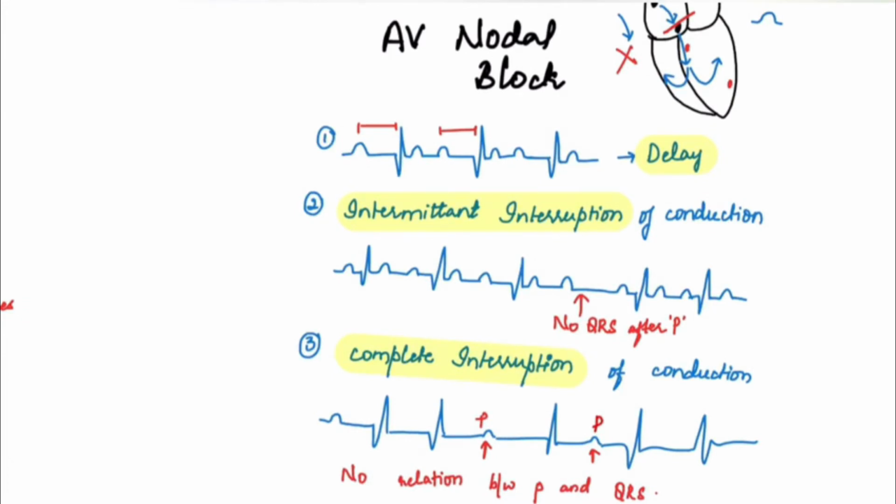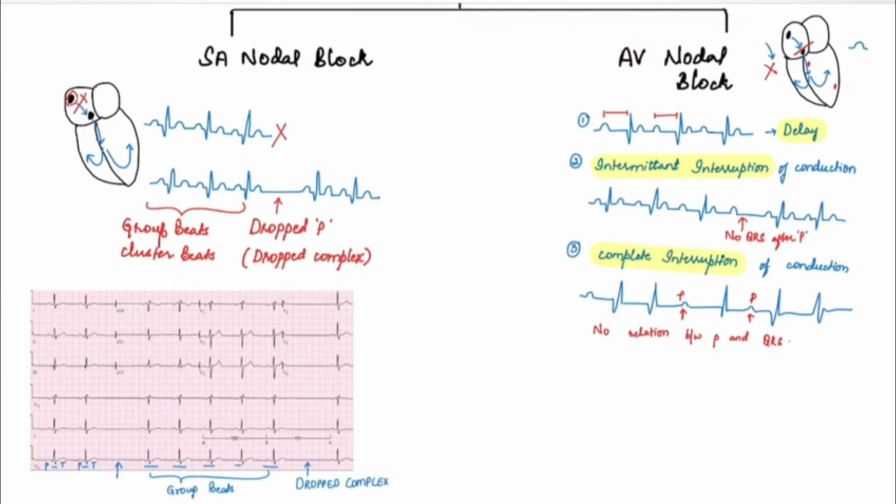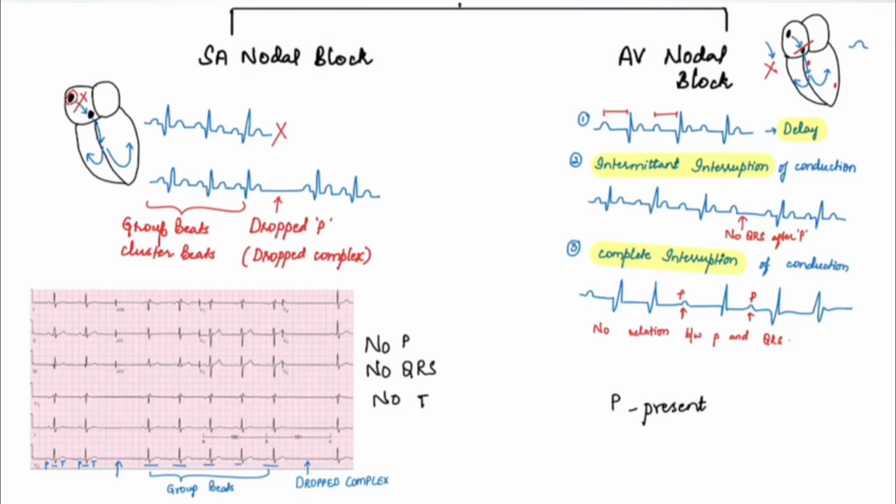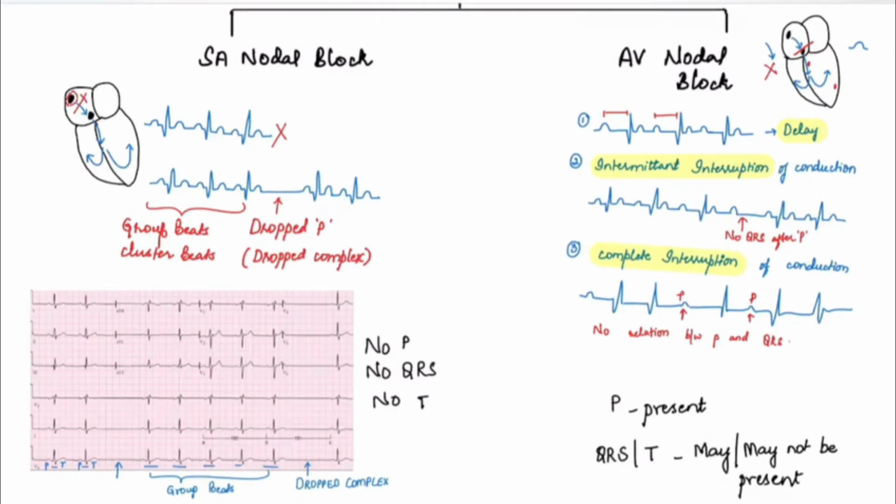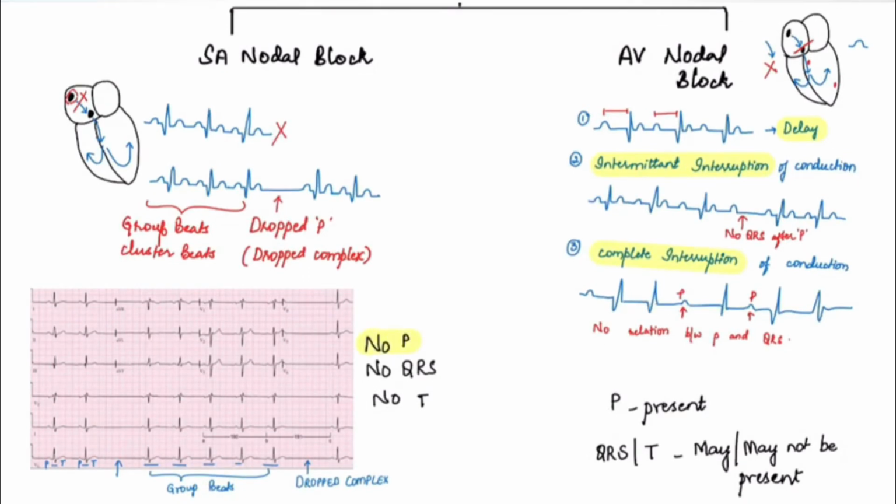Now, in an SA nodal block, there is complete absence of complexes because the pacemaker itself is blocked. So there is no P, there is no QRS and there is no T. But in AV nodal block, atrial contraction is normal, but this is not being conducted properly into the ventricles, because of which the P wave is present but the QRS and the T waves may or may not be present. So remember, no P waves are seen in SA nodal block, but P waves are present in AV nodal block.